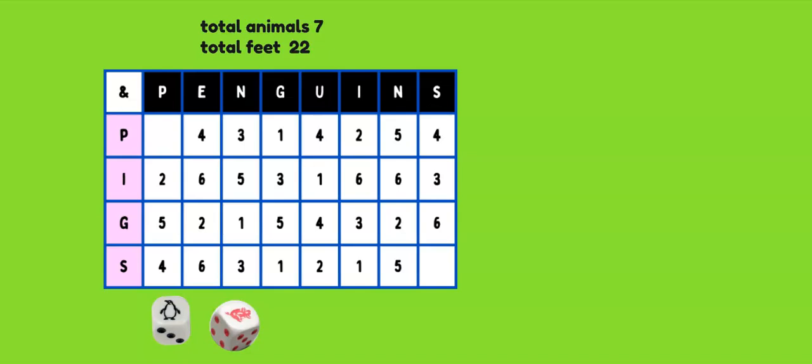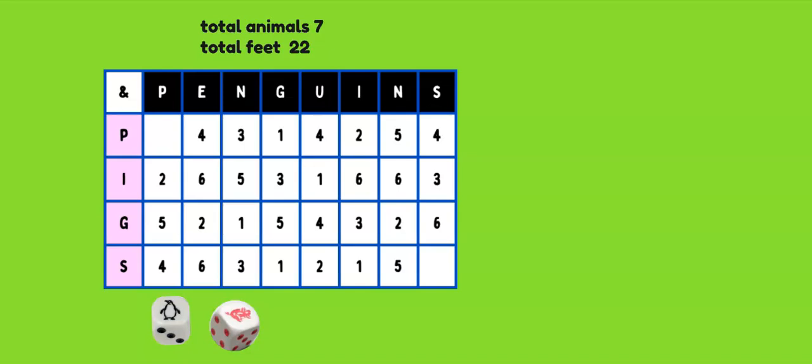So penguins have 2 feet, so it would be 2 times 3 to get 6. And pigs have 4 feet, so it's 4 times 4, which is 16, which gives us the 6 plus 16, a total of 22 feet. So the player that rolled the dice will give just those 2 bits of information, total number of animals and total number of feet. Given that information, the students need to solve what was rolled on the pig's dice and what was rolled on the penguin's dice.